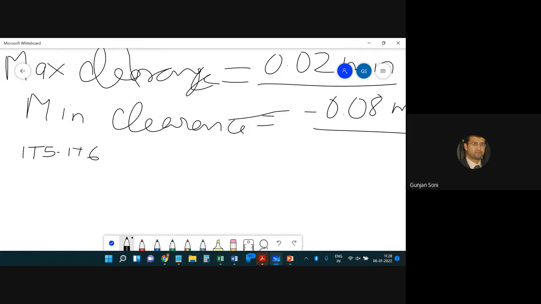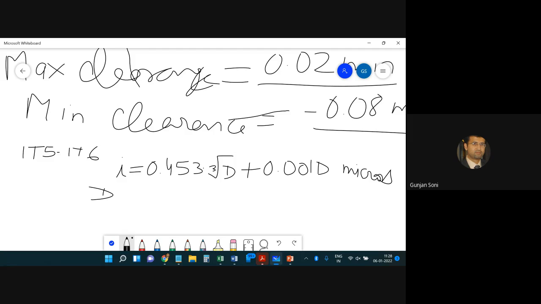Okay, so there's a formula for IT5 and IT6, which is I equal to 0.453 cubic root D plus 0.001 into D microns, where D is the diameter of the part being manufactured, in mm.